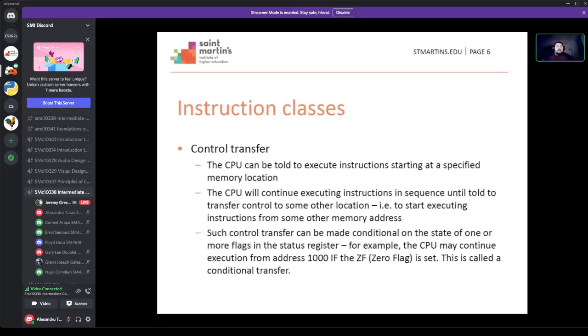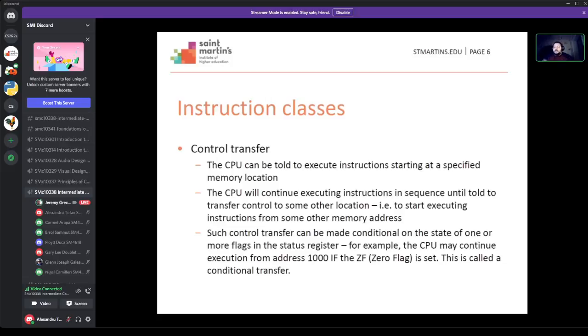You also have other forms of instructions which are known as control transfer instructions. These are the instructions which execute specific portions of other instructions based upon certain situations within the code itself. They're usually controlled through the use of flags.